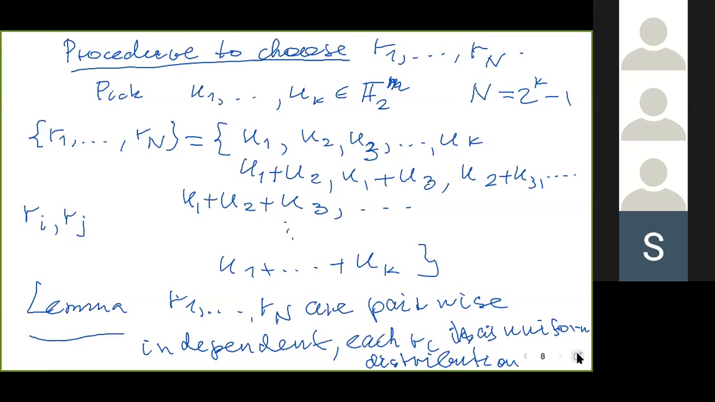Now, first of all, let's use some notation. Let's denote this set, say, by R of U's. So now I will explain why we use such a procedure to choose the R's. The point is that we still have the problem that we need somehow to find the bar F of Ri.